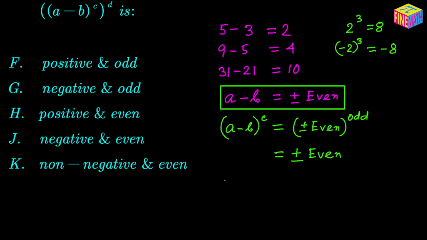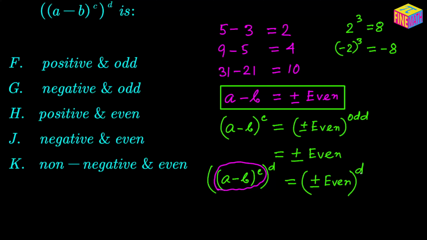So now what would be A minus B whole to the power C and then whole to the power D? We also have a power D, and D is an even number. So this quantity, A minus B whole to the power C, can be replaced with plus or minus an even number, and then we have an exponent D, which is an even number. So now we are raising an even number to an even exponent. Ultimately we are going to get an even number, and because the exponent D is also even, regardless of whether the quantity within the parentheses is positive or negative, the result will be a positive even number.